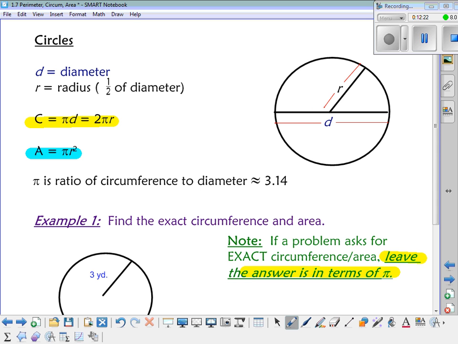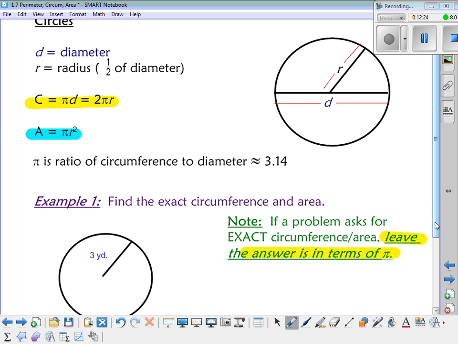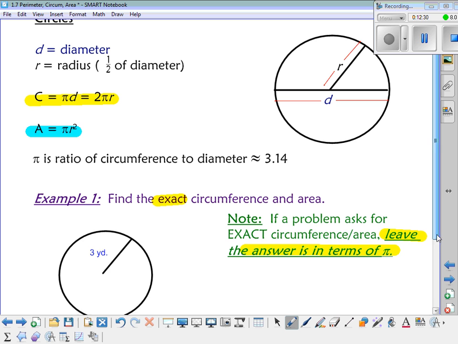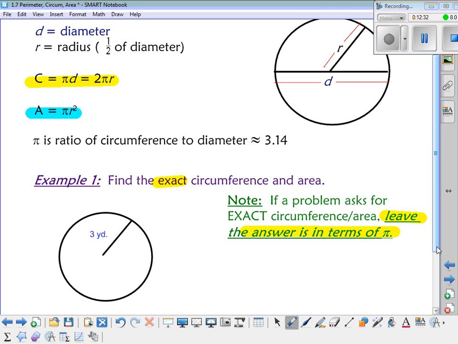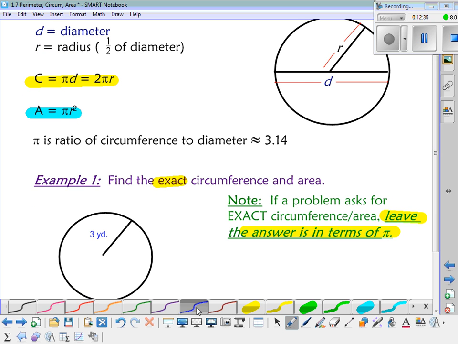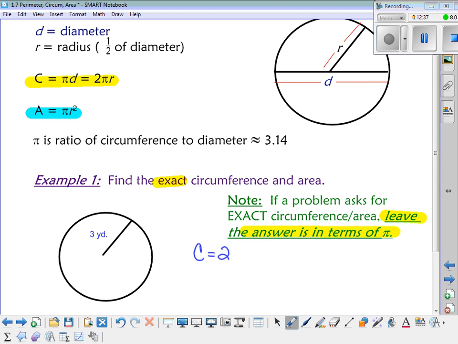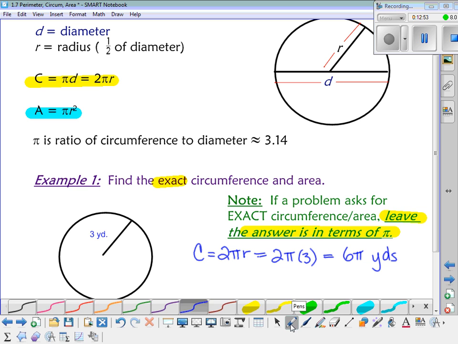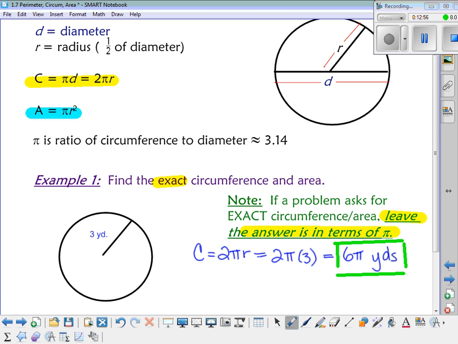So for example 1, I want to find the exact circumference and area. In this case, they gave me the radius, and so I'm going to use 2 pi r for the circumference. So 2 times pi times 3, we just multiply the 2 and the 3 together, and it's 6 pi yards. Okay, you leave pi in the answer. You do not multiply 6 times 3.14 if it wants the exact circumference.